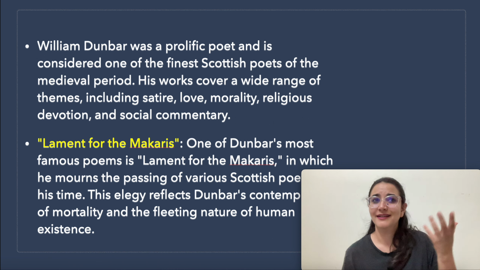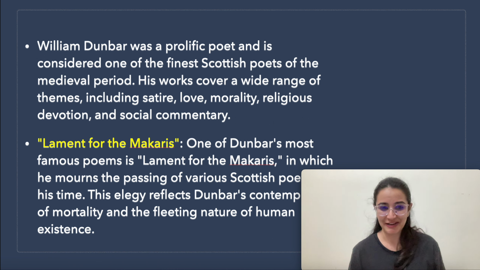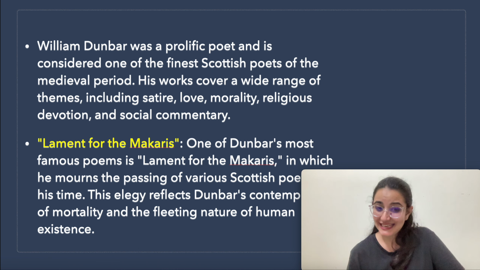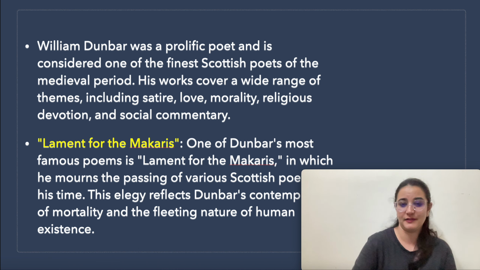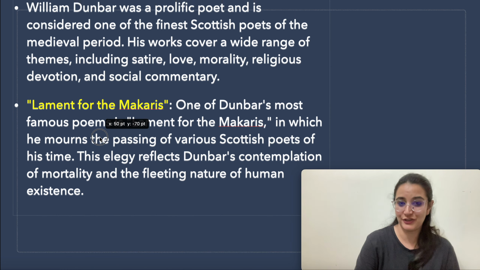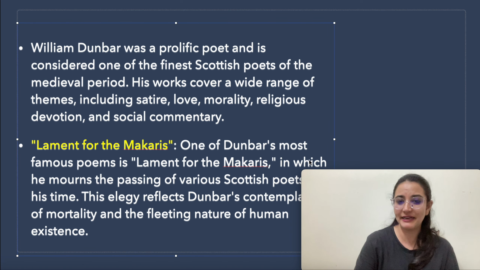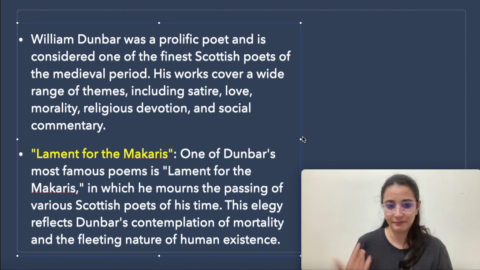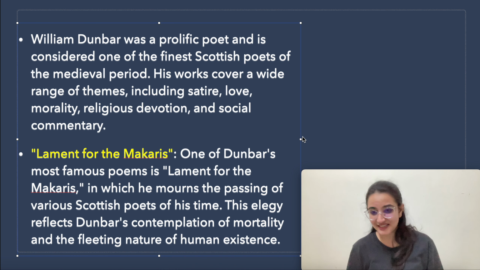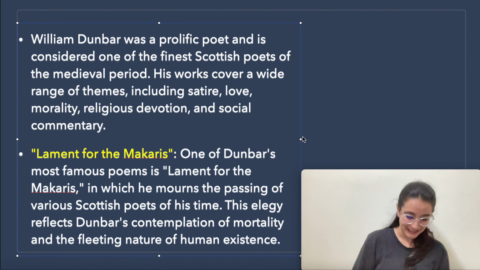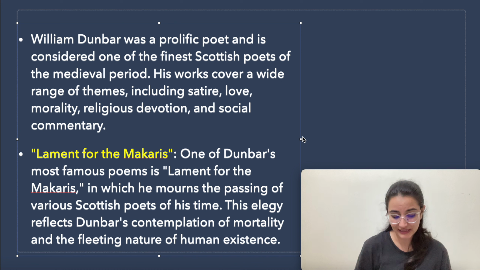You know, sometimes some weird things come to our mind like that. इनके भी आया होगा, इन्होंने पोएम बना दिया. This elegy reflects Dunbar's contemplation of mortality and the fleeting nature of human existence. So it's contemplating mortality and how human existence is fleeting, it passes. It's sad to even think about all of this. So this is the first great work actually which concentrates on death as the ultimate leveler.